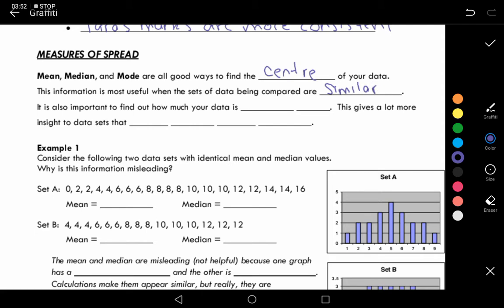It is also important to find out how much your data is spread out. So far we haven't been able to figure out how spread out that data is, really. All we've looked at is the average, the middle, and if anything reoccurs. So this gives a lot more insight into data sets that vary from each other. Okay, so let's look at some examples.